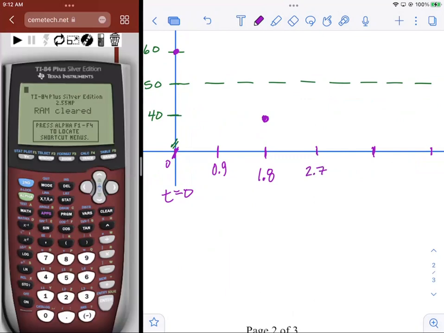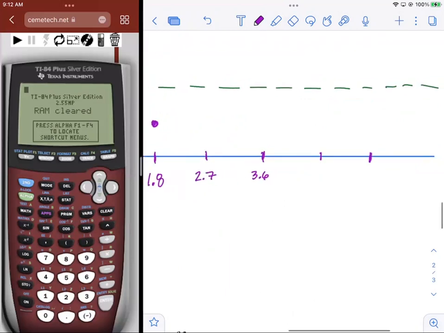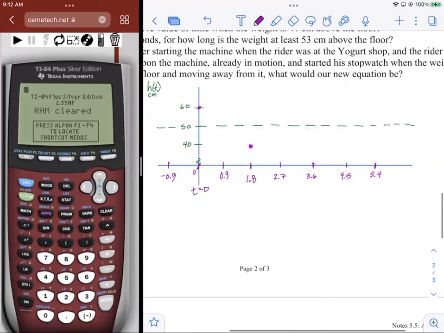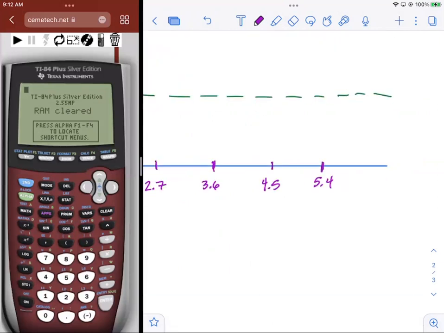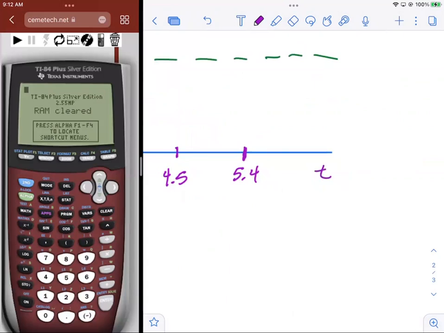2.7, good. Plus 0.9, 3.6, good. Plus 0.9, 4.5, plus 0.9, 5.4. Nice. Okay. You need at least 5 critical values for one cycle, and you need at least one that's negative. So that's enough. All right. Now I'm going to put T over here, and I'm going to put seconds.